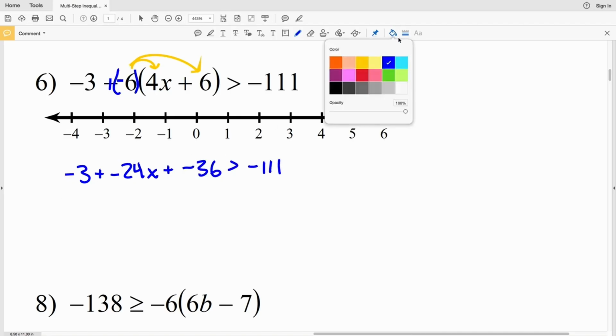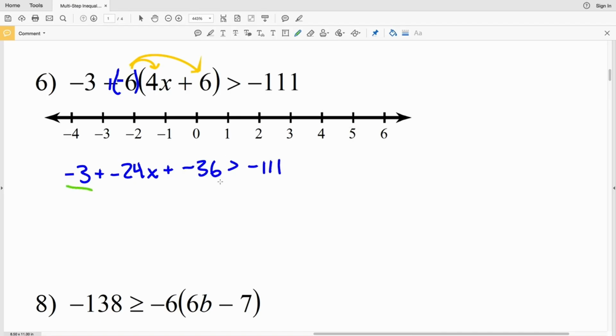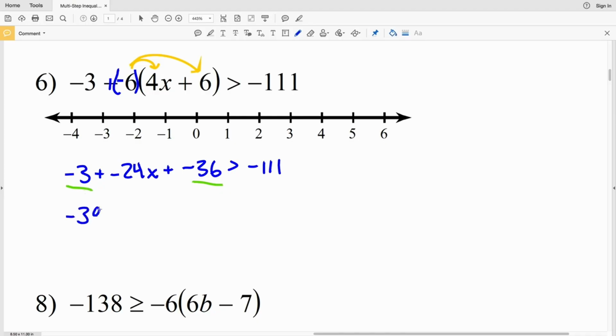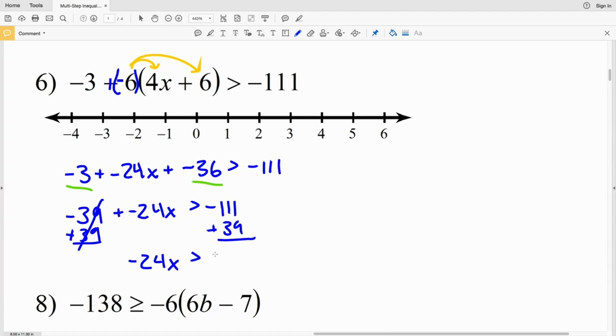Let's combine the like terms now. We have -3 and a -36 on the left-hand side. So we're going to combine those to get -39 plus -24x is greater than -111. Now we're going to add 39 to both sides. We'll be left with a -24x on the left-hand side, and that's going to be greater than a -72 on the right.